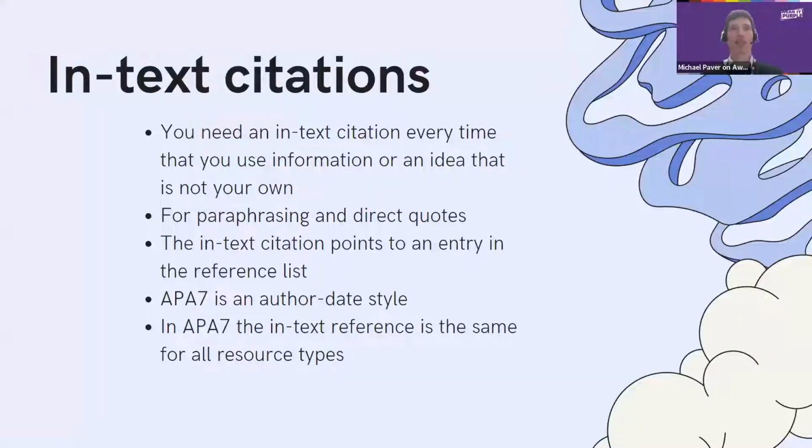Now, APA7 is an author date style, which means that the in-text citation will include the author's name and the date of publication. They are the two main pieces of information that you will include in your in-text, no matter what resource type you're using. So for a video, a journal article, a book, any type of resource, you need to include the author and date. So that's the general rule.